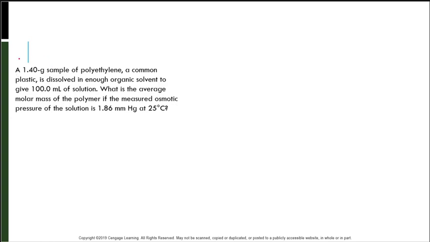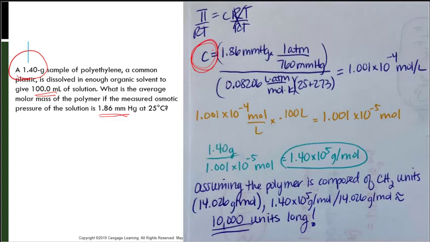We have a 1.40 gram sample of polyethylene, a common plastic, dissolved in enough organic solvent to give 100 milliliters of solution. What is the average molar mass of the polymer if the measured osmotic pressure of the solution is 1.86 millimeters of mercury at 25 degrees Celsius? We want to find our concentration again since we know osmotic pressure and R and T. Convert to atmospheres, convert to Kelvin. So I got my concentration.